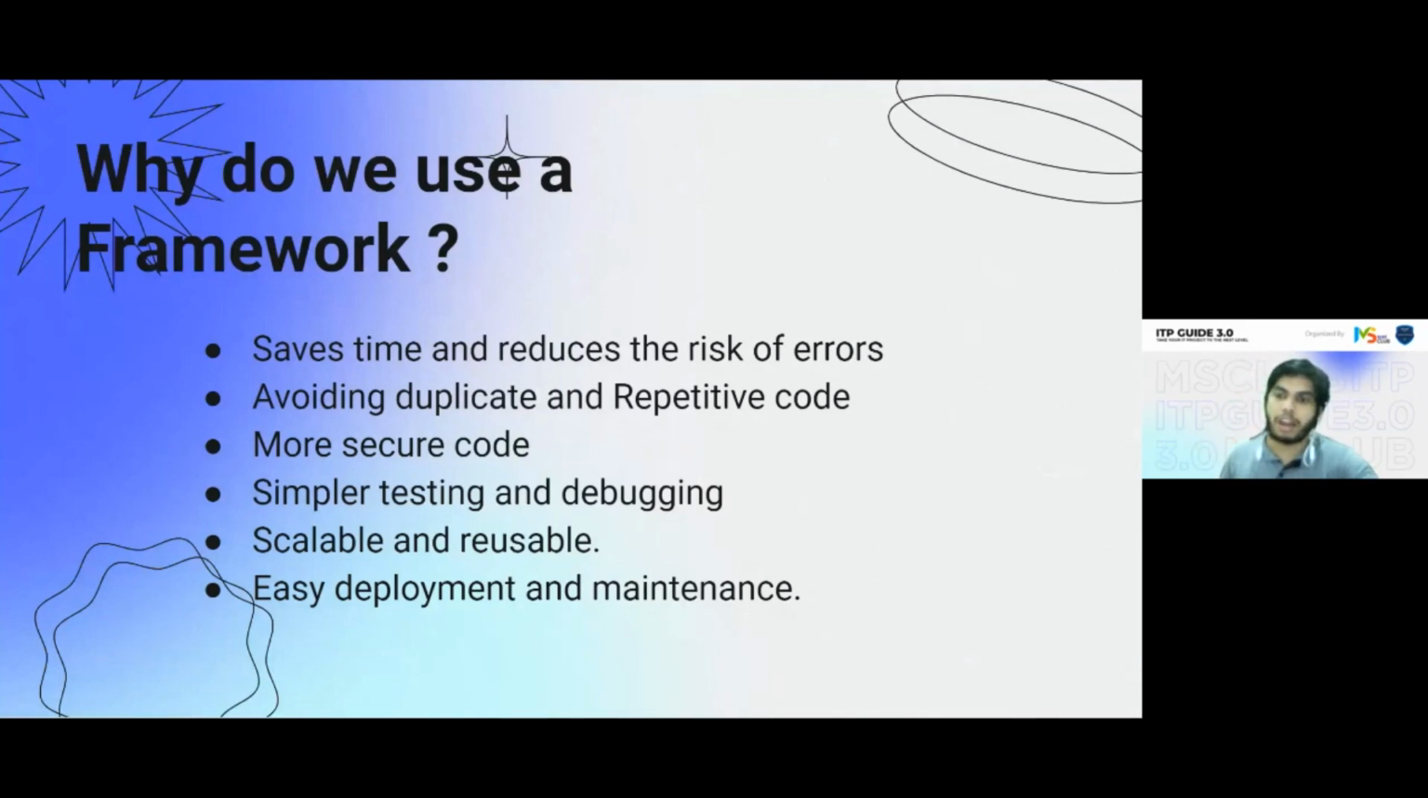And the next point is avoiding duplicate and repetitive code. If you're building a web application from scratch, you will obviously be writing a lot of redundant code over and over again. But since you have this consistent coding approach, a pre-built framework, or you could say a pre-built structure or layout, it gives you the ability to avoid writing duplicate and repetitive code over and over again. It avoids redundancy in code basically.